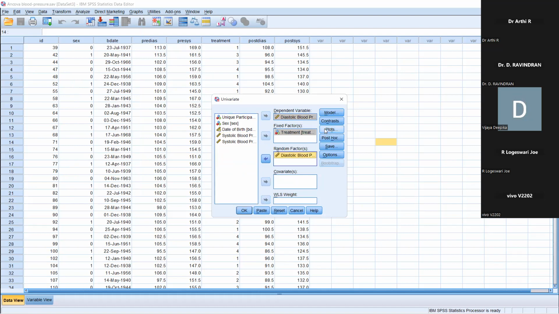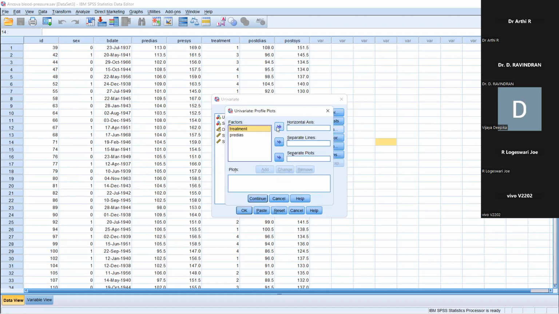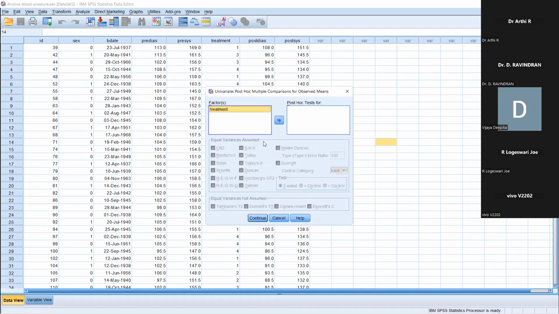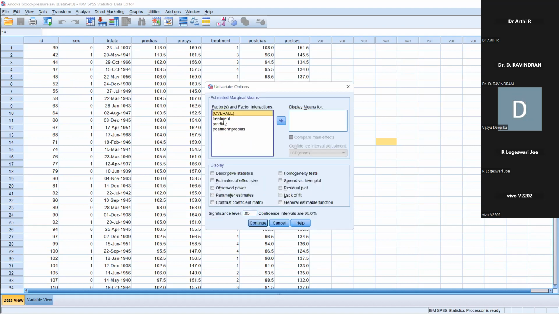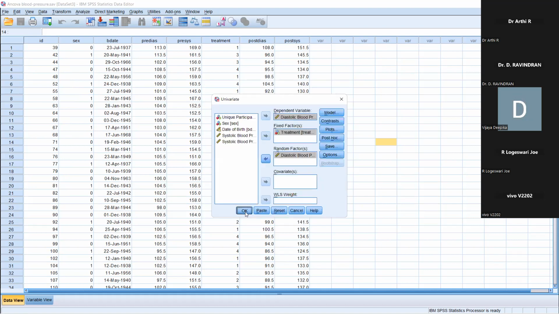Okay, go to Plots, treatment, add, continue. Post hoc, treatment, Tukey, continue. Options, treatment, descriptive, estimates of effect size, homogeneity test, continue, click on OK.